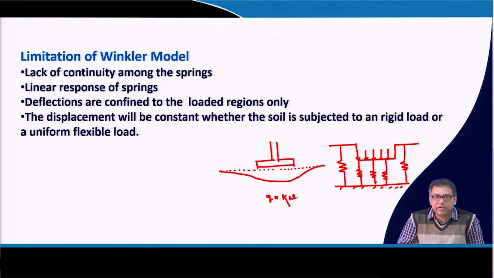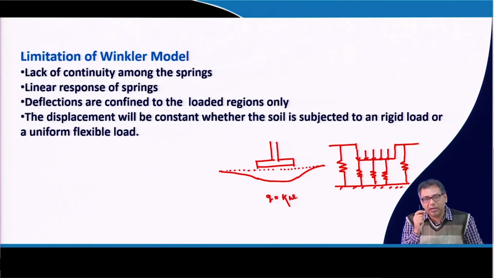That means as you increase the stress, your settlement will increase. So it is linear. But in the actual case, this stress versus settlement response is not linear. It is linear up to a certain stress or strain level, but after that it will become non-linear. But that effect is not incorporated in the Winkler spring. So, as mentioned, deflection is confined within the loaded region.